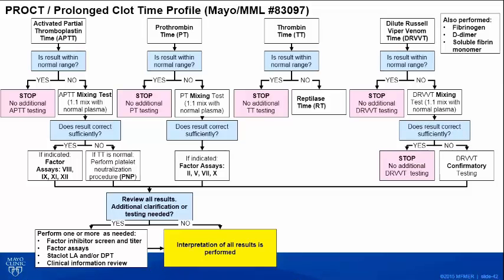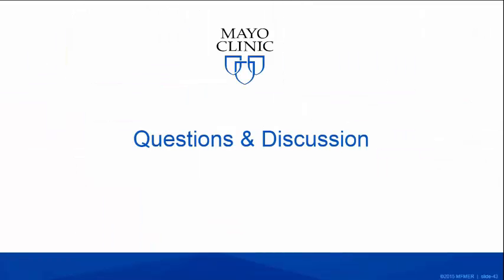We're going to do the PTT, pro-time, thrombin time, DRVVT, and also measure fibrinogen and D-dimer. Mixing studies, if the tests are prolonged, and the reptilase time over here. And then during the course of this, the technologist, especially our clinical technical specialist or the consultant, will review these results and decide whether more testing is reflexively needed, such as factor assays or clinical information. Ultimately, an interpretation of all the results is provided.